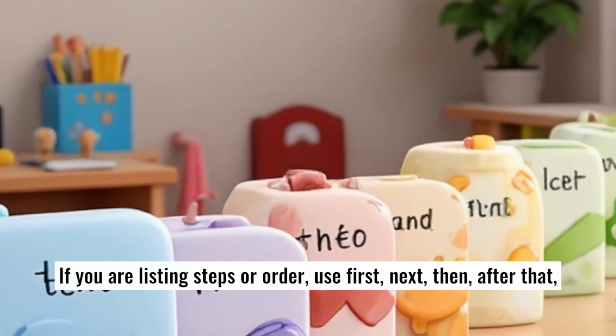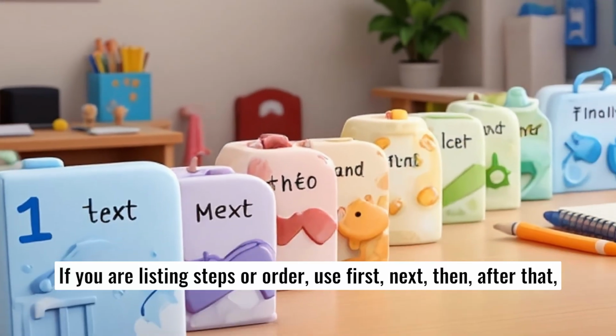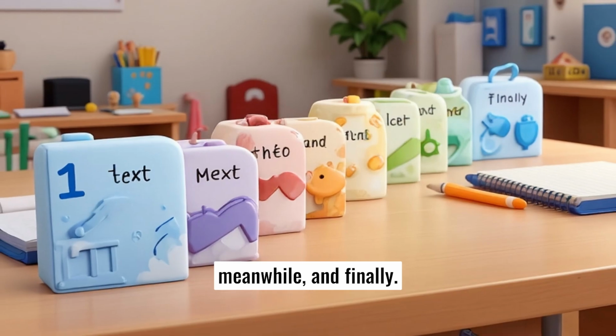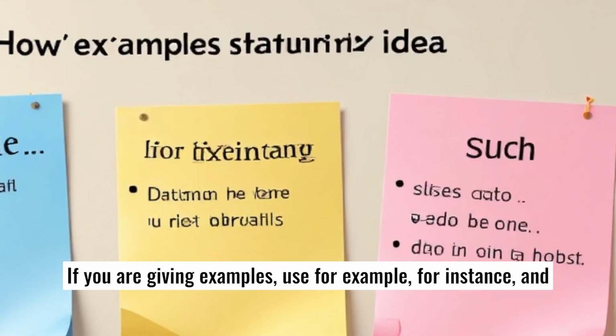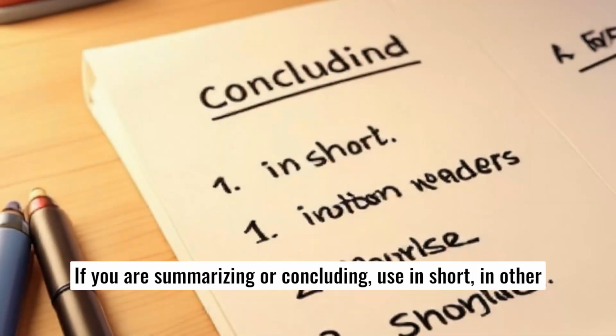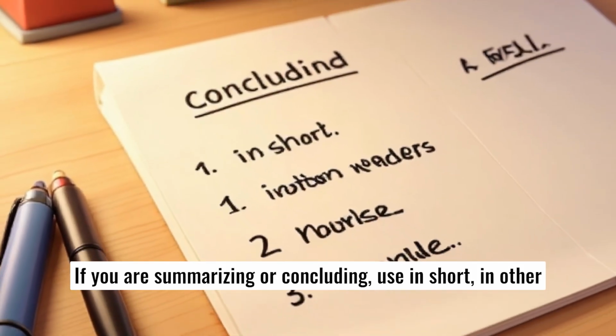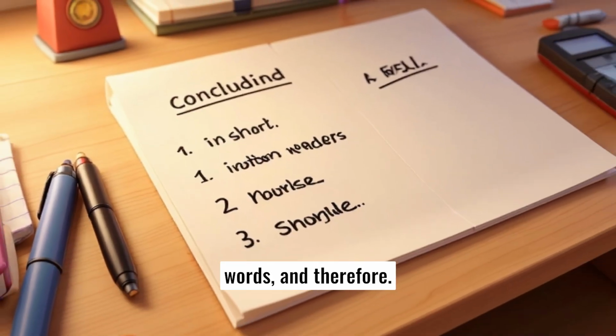If you are listing steps or order, use first, next, then, after that, meanwhile, and finally. If you are giving examples, use for example, for instance, and such as. If you are summarizing or concluding, use in short, in other words, and therefore.